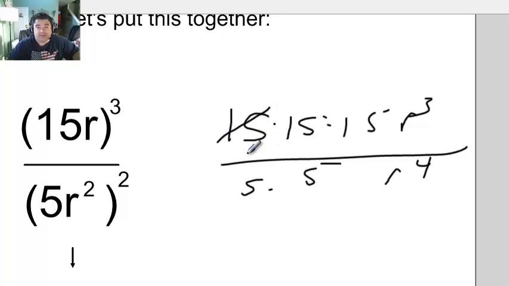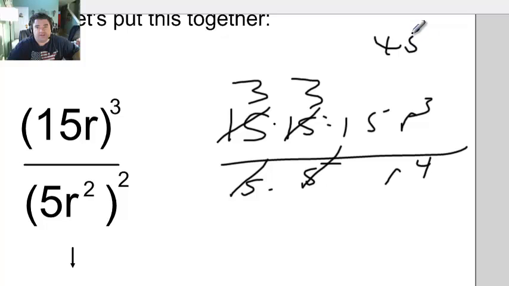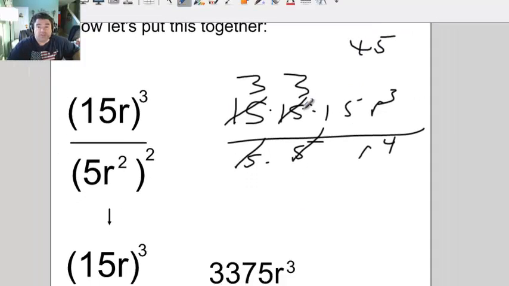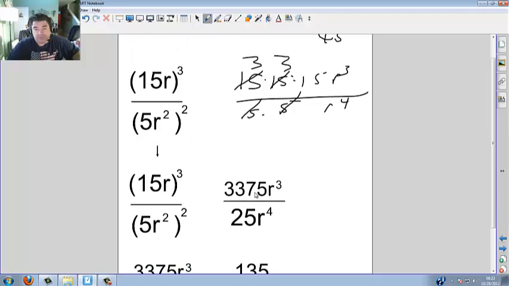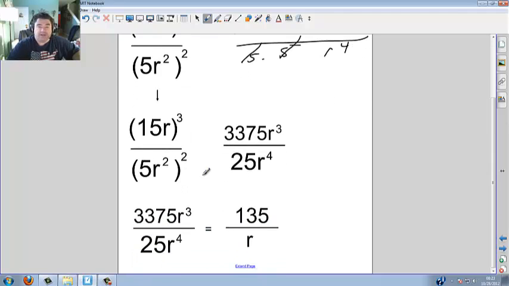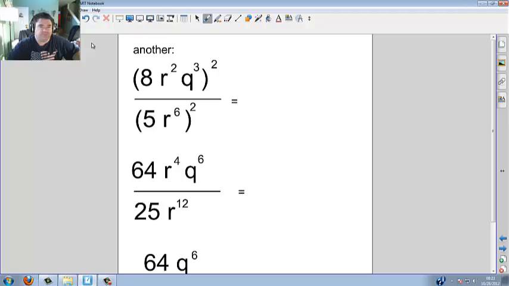Because I could pre-divide this and put a 3, this and this and put a 3, because 3 times 15 is 45, and 3 times 45 is 135. So I could actually do that one in my head rather than try to come up with some crazy number like 3,375. But that's completely up to you. If you want to do it this way, I have no issues with that whatsoever.